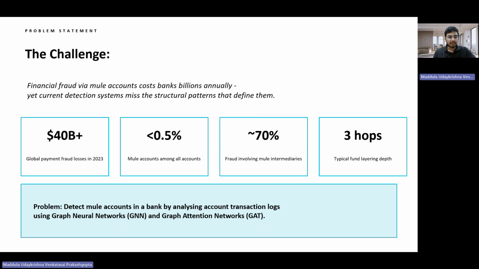The challenge in this project is that financial fraud is a massive global issue. Losses exceed $40 million annually. The major problem is that out of all the accounts, mule accounts are less than 0.5%. It becomes very challenging to detect those accounts, but the fraud cases involve 70% of these mule accounts. The problem statement is to detect mule accounts in a bank by analyzing account transaction logs using graph neural networks, GNN, and graph attention networks.